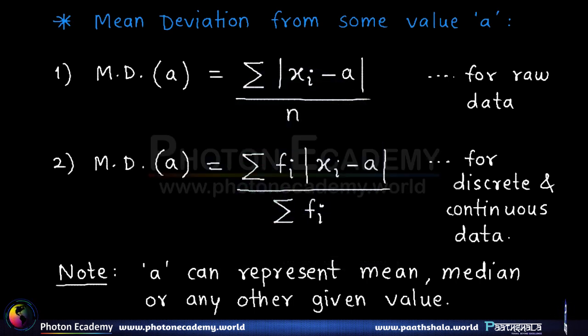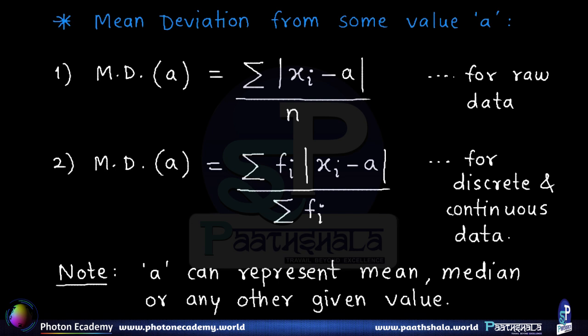Now a note at the bottom says that the value a can represent anything, that is, it may mean the mean, or it may be a median, or it may be any other given value. So the question will specify what value of a we want to consider for mean deviation.